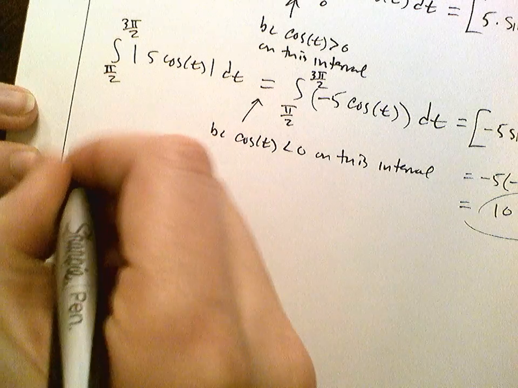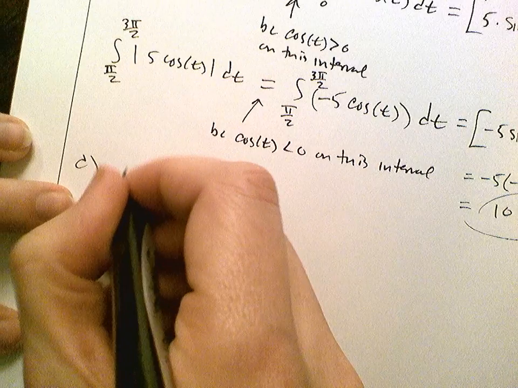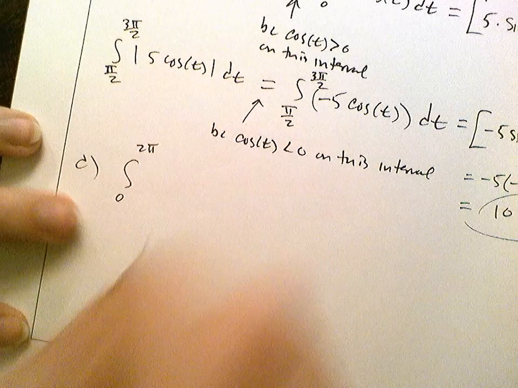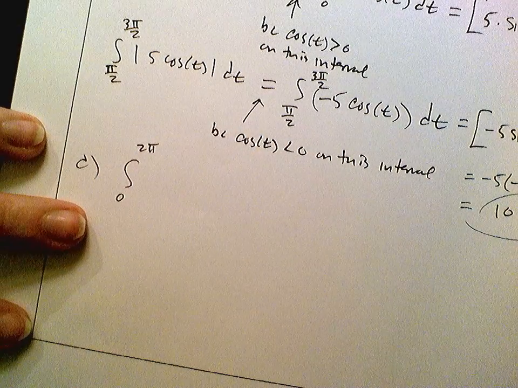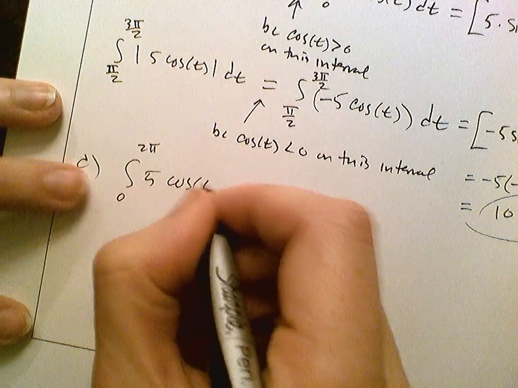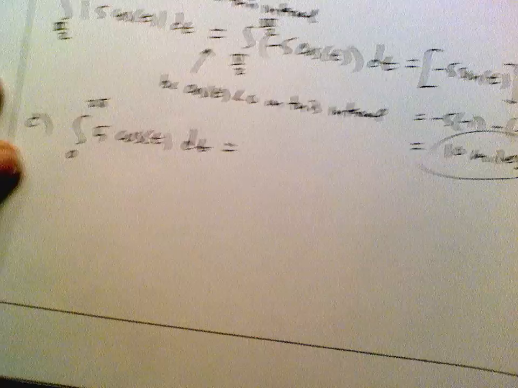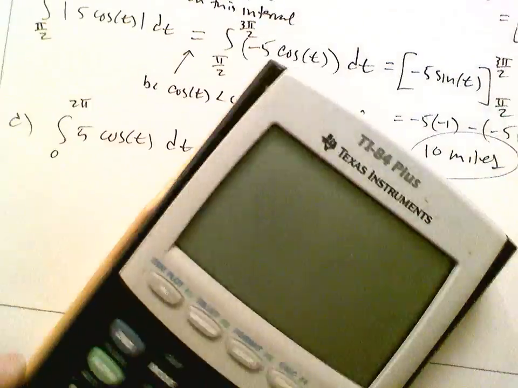our calculator. Okay, so the displacement, so we're skipping all the way to D. Displacement on this time interval, it'll be the integral from 0 to 2 pi. And I put the velocity function in here, not the absolute value. That would give me total distance traveled. All right, and then I just use my calculator. I've got to be in radians.